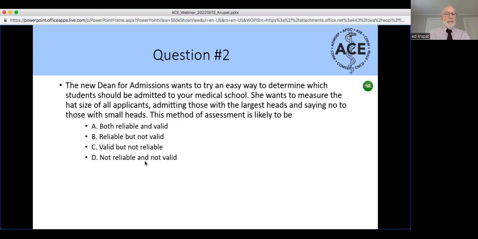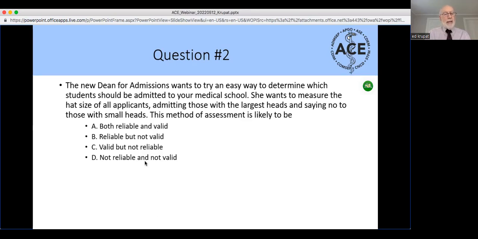So let's give a test. Question 2. The new dean for admissions wants to try an easy way to determine which students should be admitted to your medical school. And this could be to your residency program instead of medical school, if you prefer. She wants to measure the hat size of all applicants, admitting those with the largest heads and saying no to those with small heads. So if you think about this method of assessment, measure their heads or their hats, take the ones with big heads and say no to the ones with small heads.